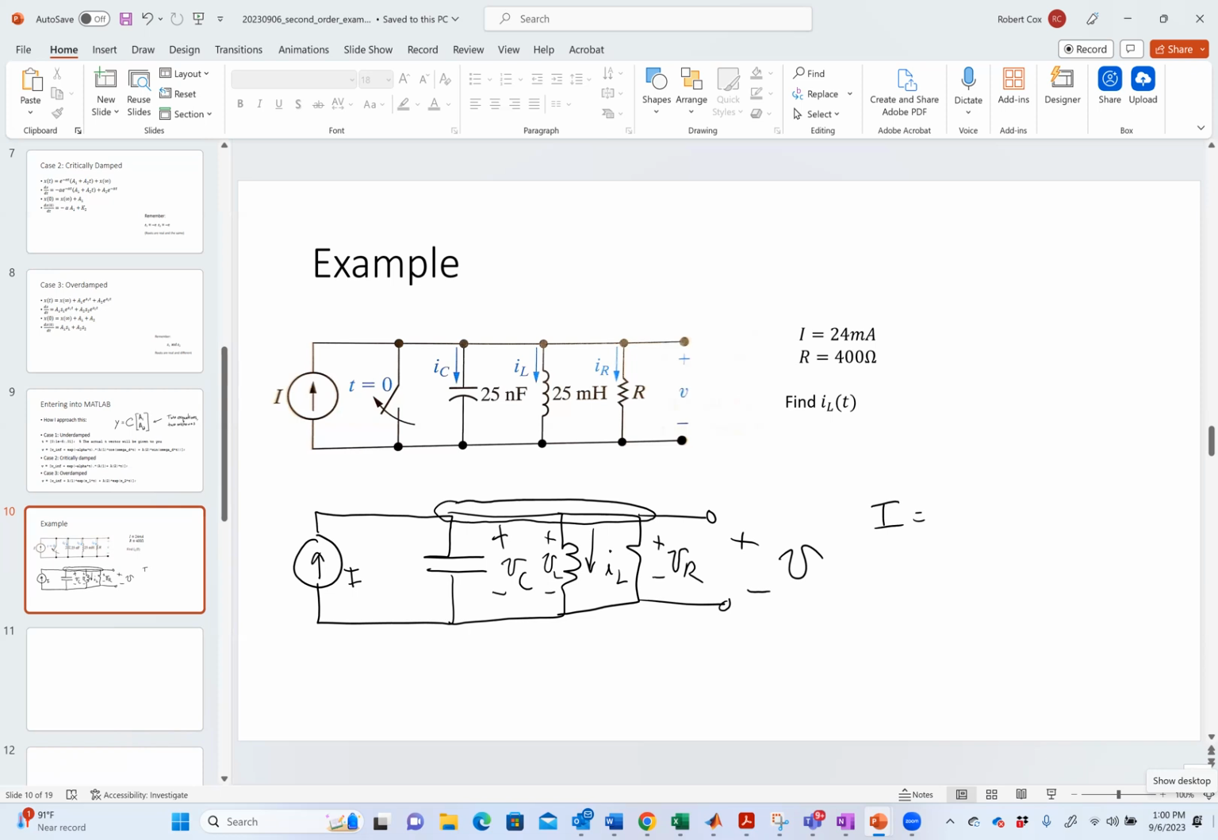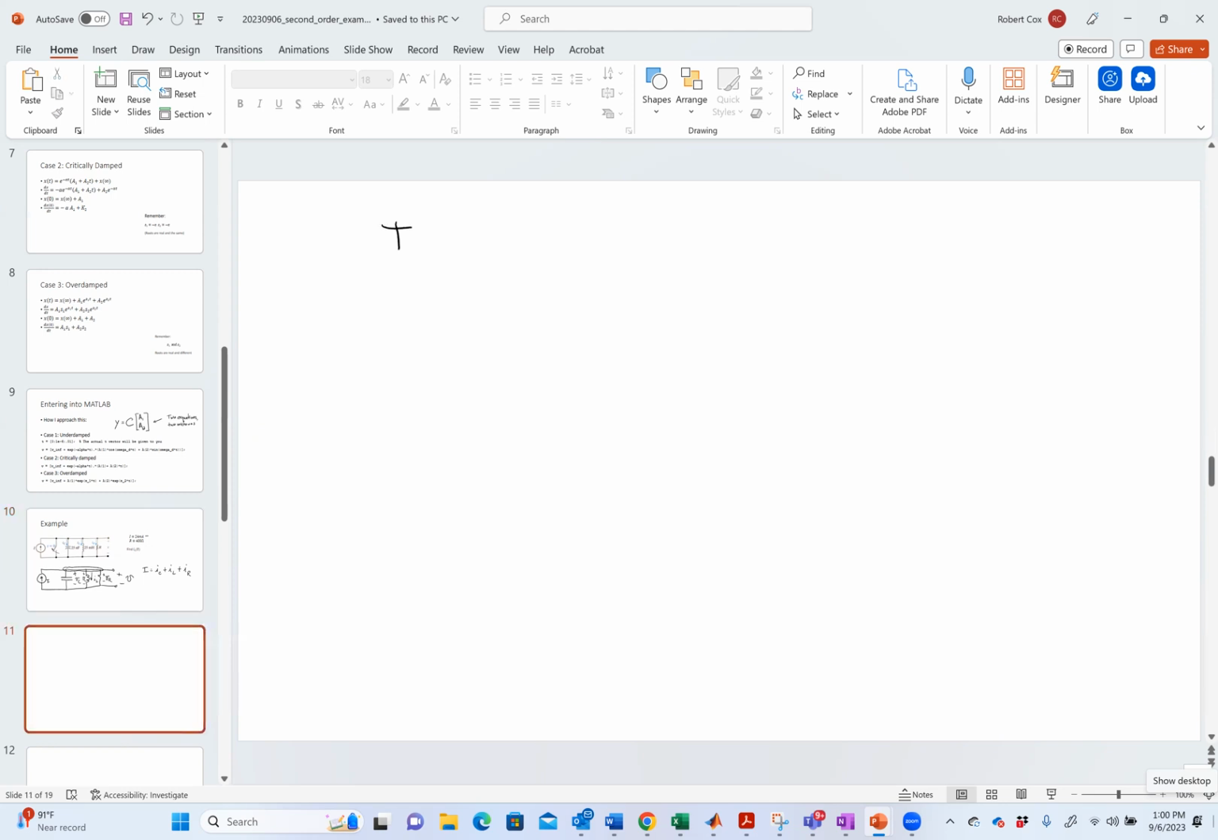How much current is going into that top node? I, which is 24 milliamps. How much is coming out? Yep, it's the sum of IC plus IL plus IR. So I have I equals IC plus IL plus IR, and I'm interested ultimately in a differential equation for IL. That means I need a second derivative of IL and a first derivative of IL. So what do I do next?